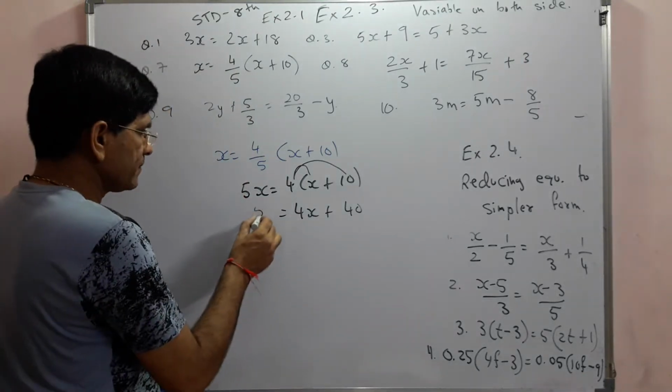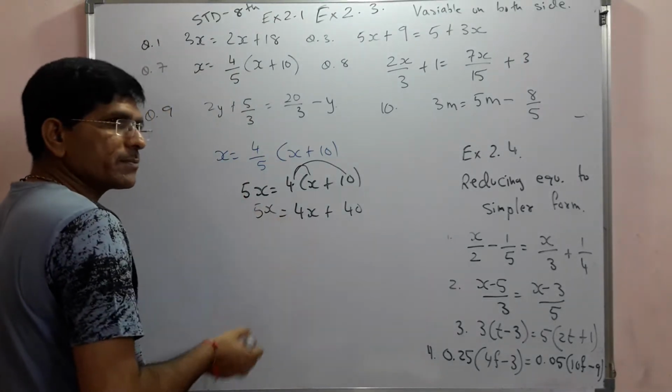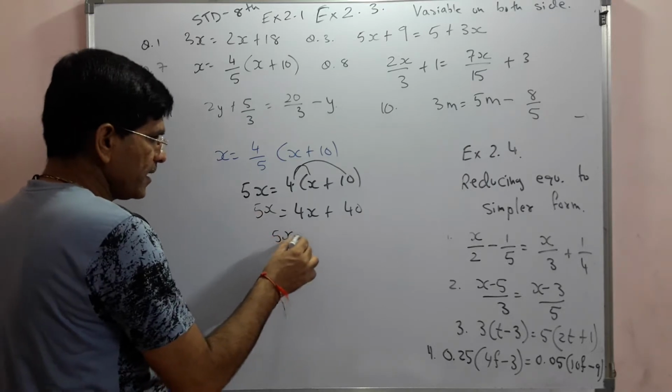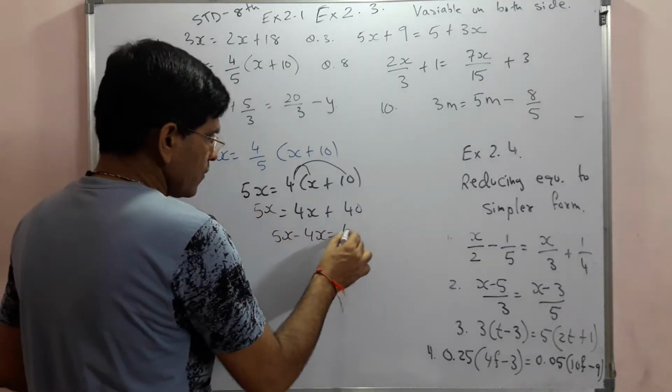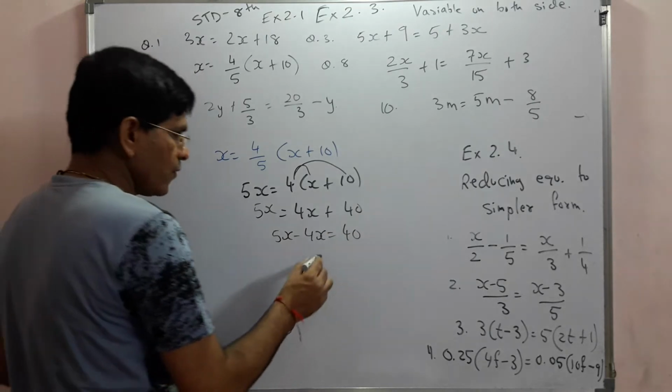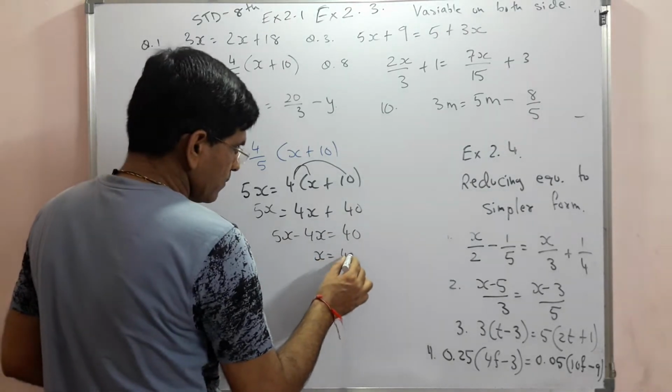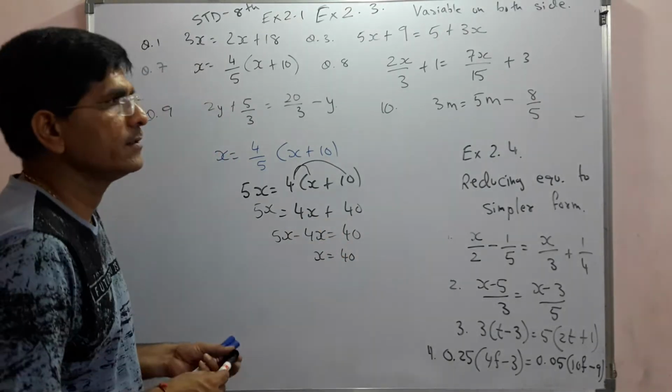So now 5x is equal to 4x plus 40. So 5x minus 4x is equal to 40. 5x minus 4x, that is x. x is equal to 40.